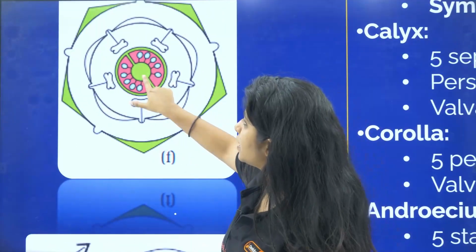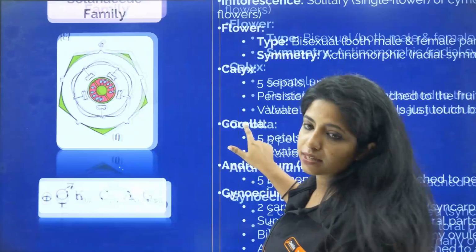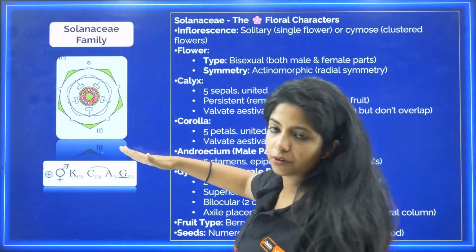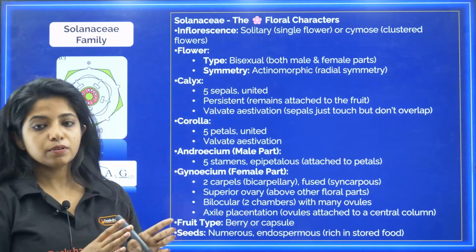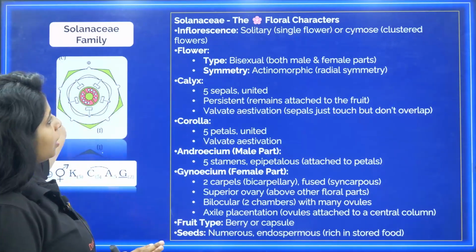They are fused over here, and as you can see, they basically have an axile placentation. There is a septum dividing them. So they have an axile placentation. Okay, pure pakka septum is there, that means axile placentation. Okay, now we are going to see.